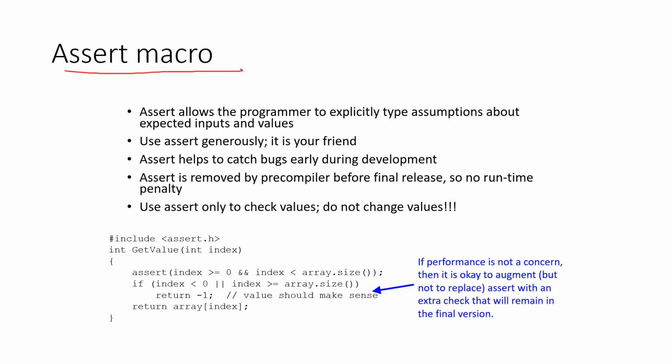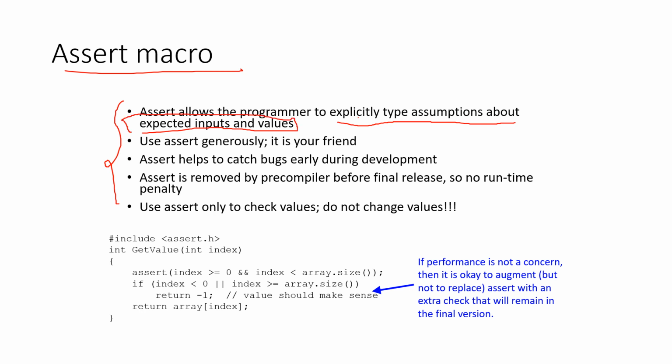Assert macro. Okay, here is a new word, assert macro. So what is this? We are going to see it in detail over here. Let's see what it's trying to say. Assert allows the programmer to explicitly type assumptions about expected inputs and values.